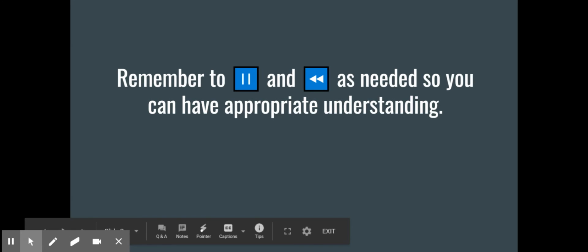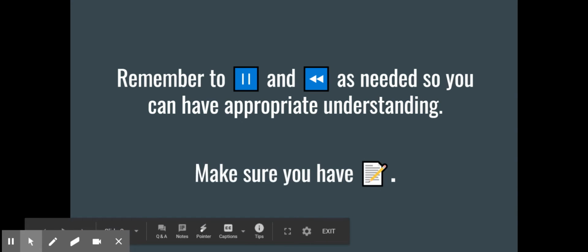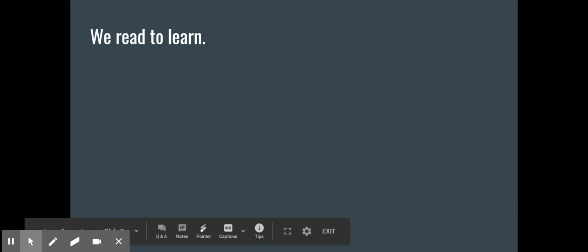Of course, remember that you can pause and rewind as you need so that way you can have appropriate understanding and make sure that you're getting down all of the appropriate notes. And on that note, make sure that you have something to write on and write with.